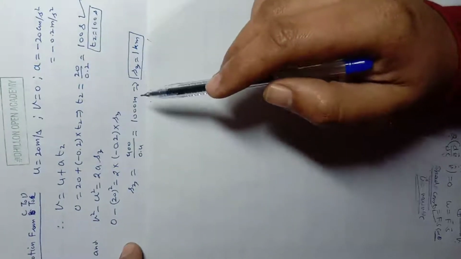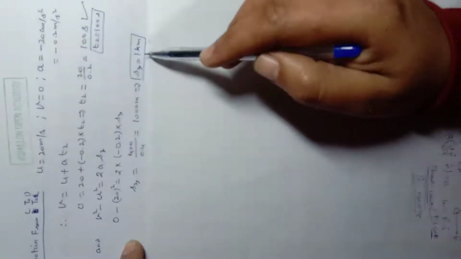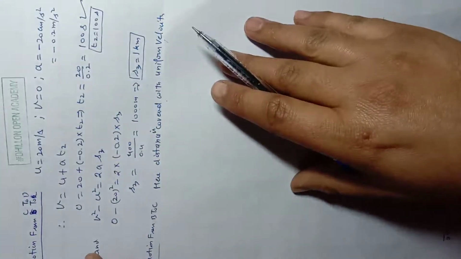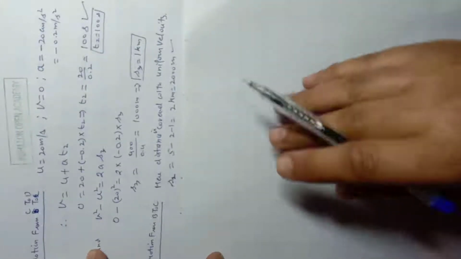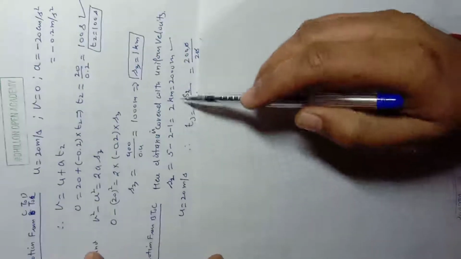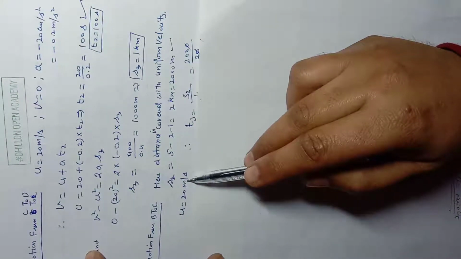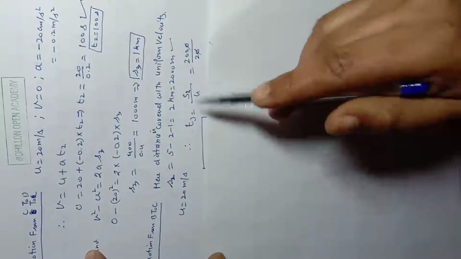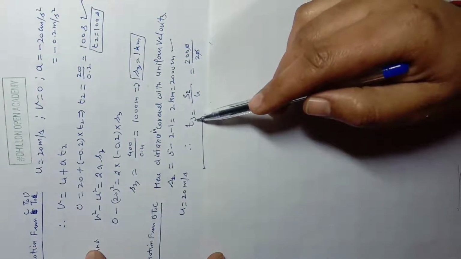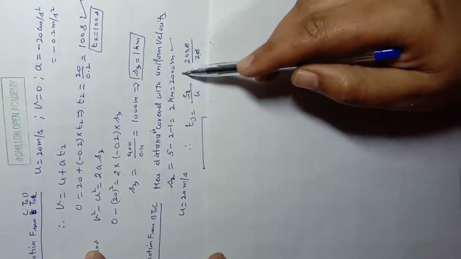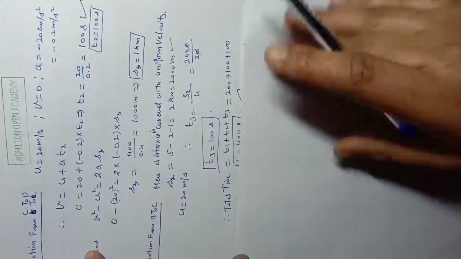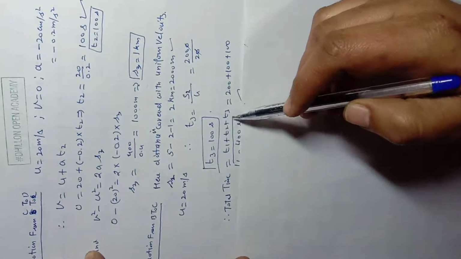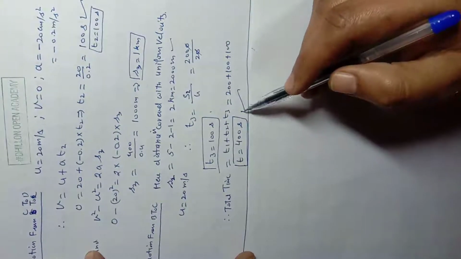So distance covered in the first part was 2 kilometer. Here it is 1 kilometer. That means in the middle part B to C, where the body is moving with uniform velocity, the distance covered will be 2 kilometer, that is 2000 meter. And this distance is covered with the velocity 20 meter per second. So if we use the simple definition of speed, the time taken for covering this distance of 2 km or 2000 meter is 100 seconds. So the total time taken for this complete journey will be t1 plus t2 plus t3, which will give us a final answer of 400 seconds.